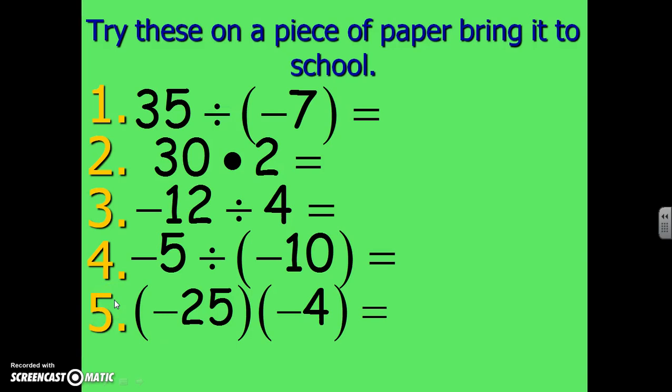Try these on a piece of paper and bring it to school.